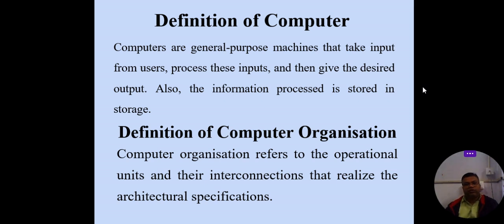Now, what is a computer? Computers are general purpose machines that take input from users, process these inputs, and then give the desired output. Also, the processed information is stored in a storage. Now, what is computer organization? Computer organization refers to the operational units and their interconnections that realize the architectural specifications.